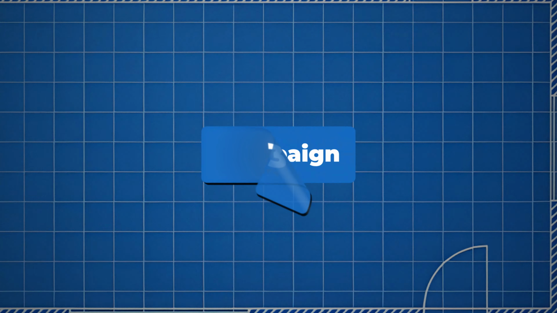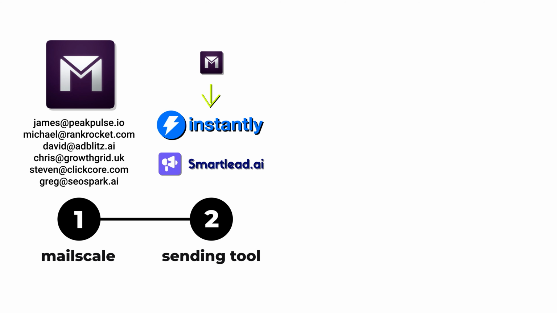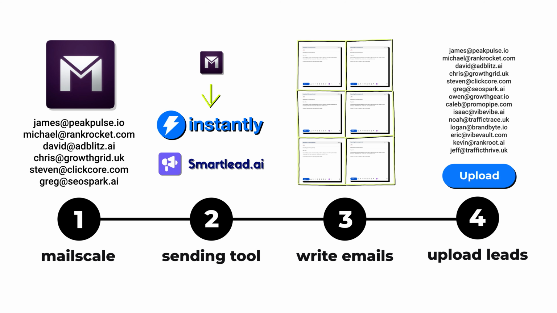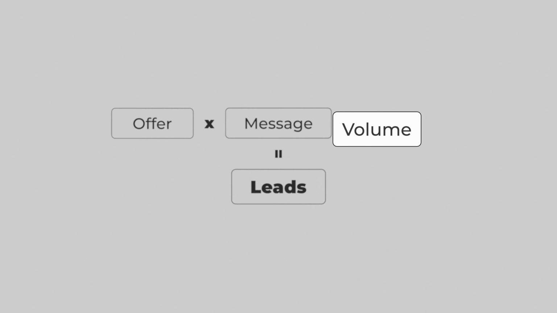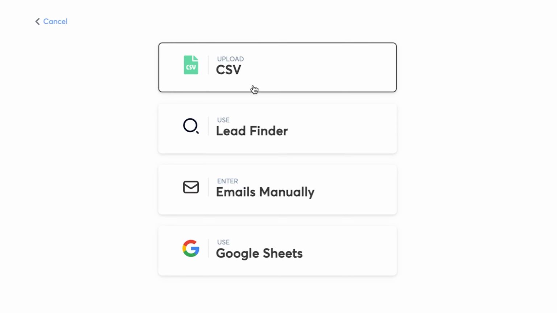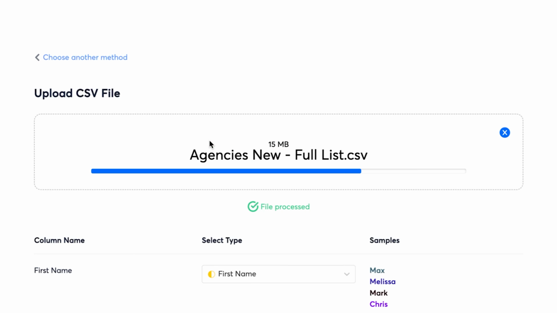Step number 3 is going to be to launch your campaign. Plug your Mailscale inboxes into a sending tool like Instantly or SmartLead, write your email sequence, and upload your leads. And that's literally it. Once this is set up, you've locked in the volume piece. Now it's just a matter of testing offers and messaging until one hits, and then scaling it by adding more emails to your campaign. Cold email, in my experience, is the fastest and most affordable way to test and scale your offer. Once you have a winner, then you can add ads or social DMs to re-expand.